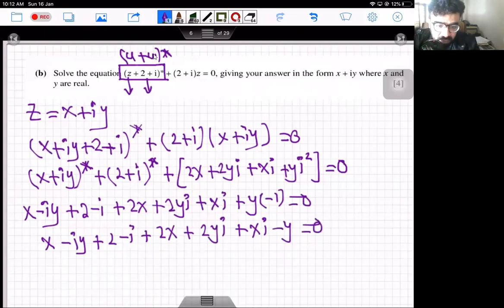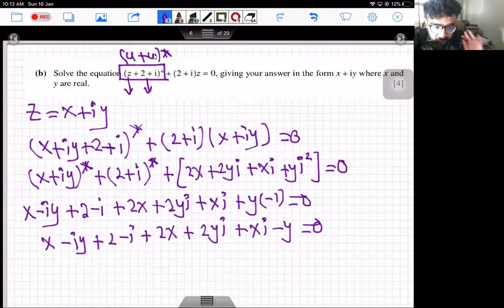Now, first of all, what we need to see is which terms are without i, and which terms are with i. It is exactly the same thing as saying separate the real parts and separate the imaginary parts.